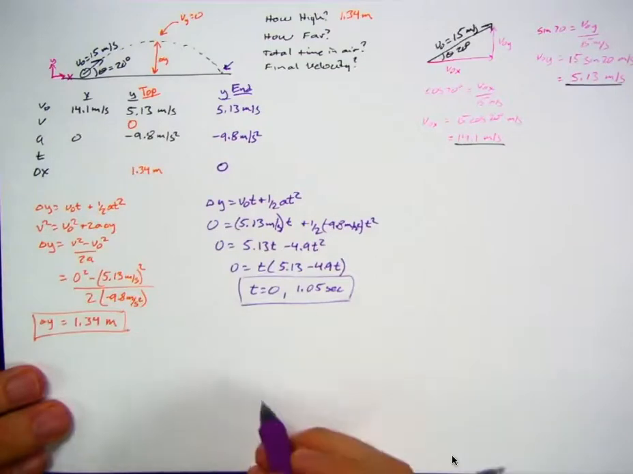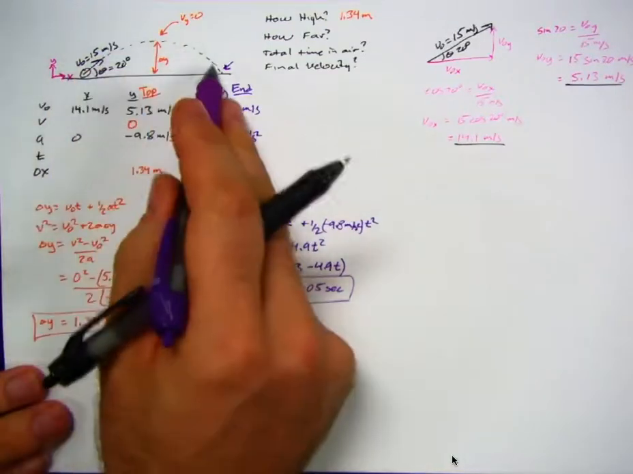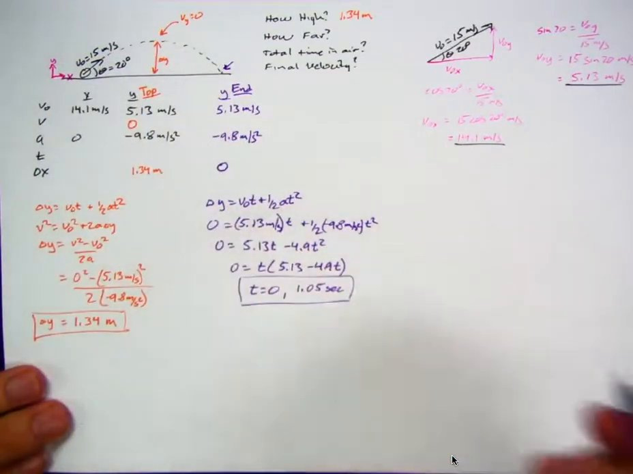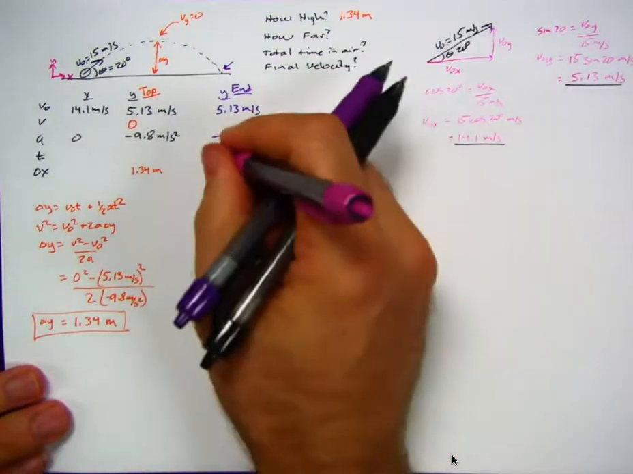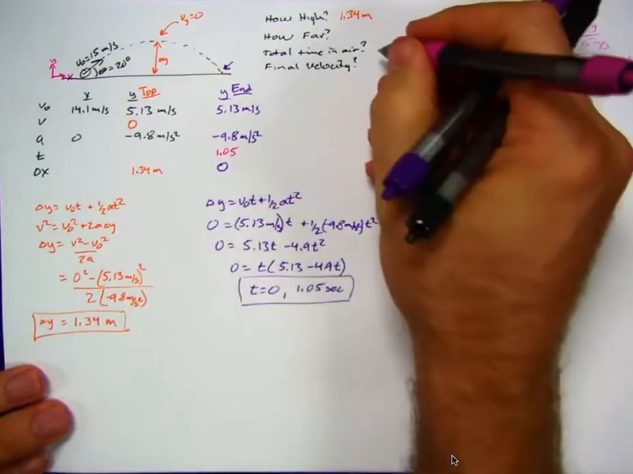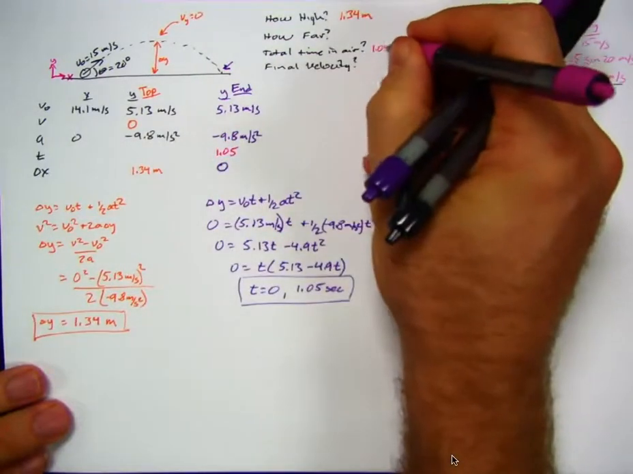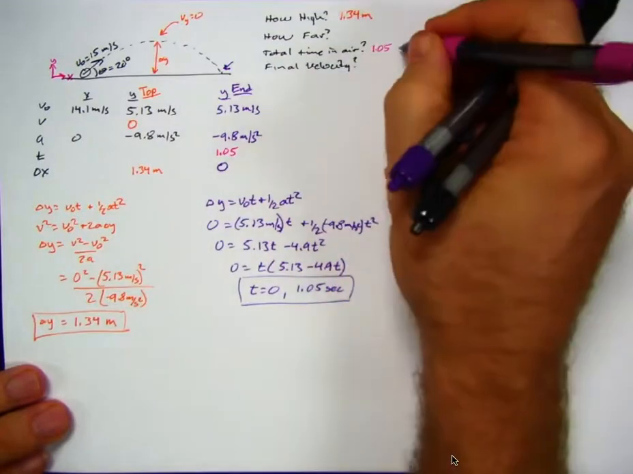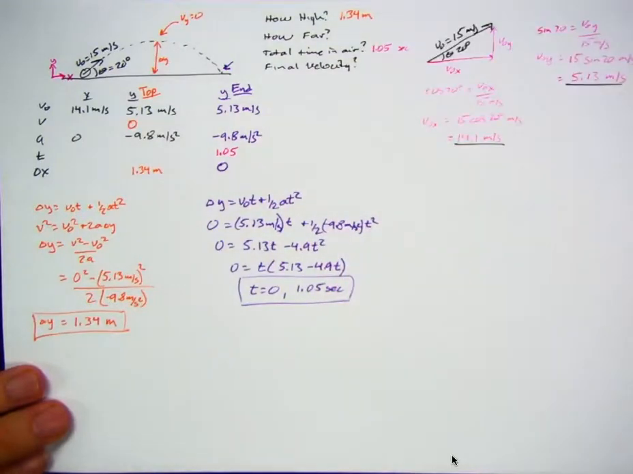So we know that the 1.05 seconds is how much time it takes to get to the end. So we notice 1.05 seconds is the time to the end. That's actually my total time in the air, 1.05 seconds. Okay? So I answered that one. I didn't even know I was answering it.